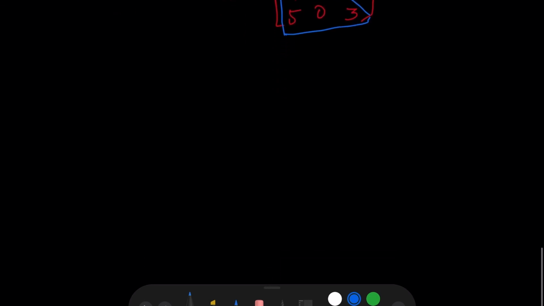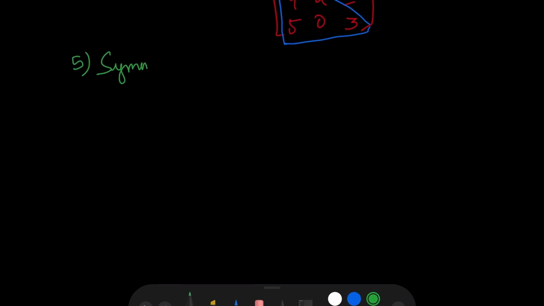So let us now talk about the other type of square matrix, that is the fifth one, symmetric matrix. So symmetric matrices are those matrices where the transpose of a matrix is equal to the original matrix itself. That is, if you take the transpose of a matrix M, then it results in the original matrix itself, right?